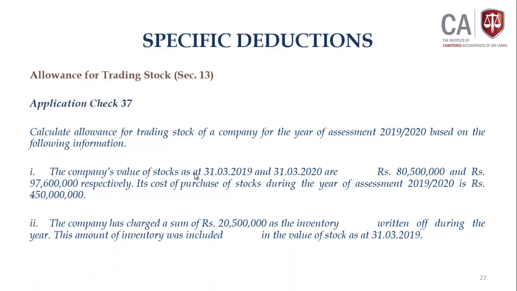The company has charged a sum of 20,500,000 as an inventory written off during the year. This amount of inventory was included in the value of the opening stock. So, when you are writing off to the P&L account, debit to the P&L account, charge writing off, where you credit either to the purchase or opening stock. They decided it was coming from the opening stock value, credited to the opening stock and debited to the P&L account. Here, if we take opening stock including this, then you do not charge it again, otherwise there will be duplication. So, that is the answer.